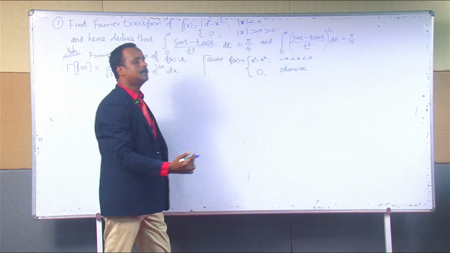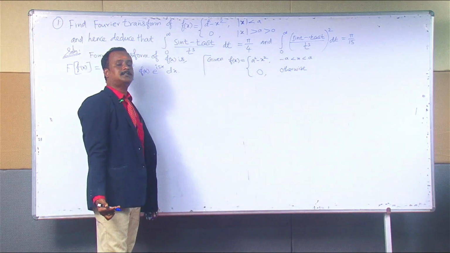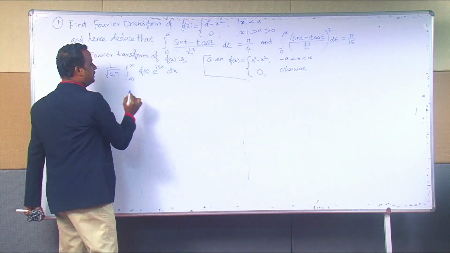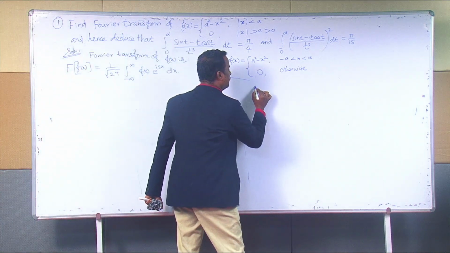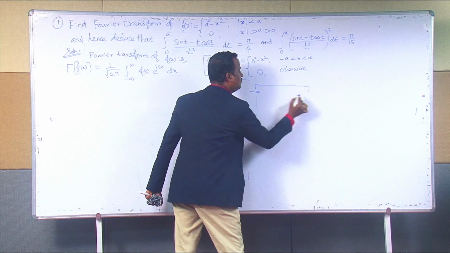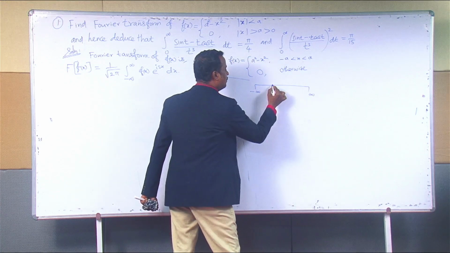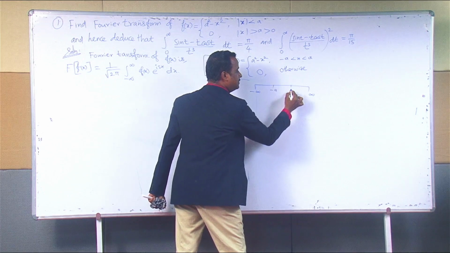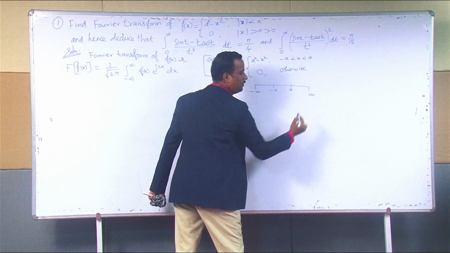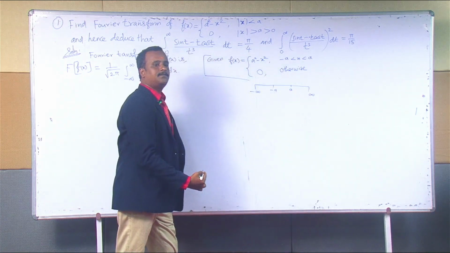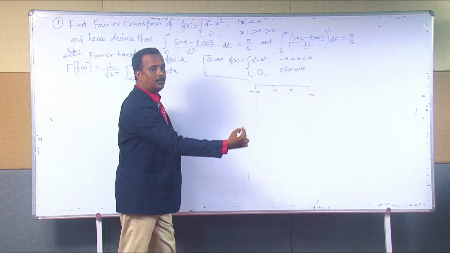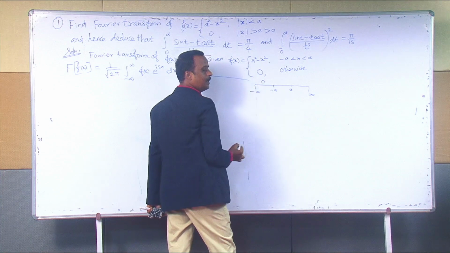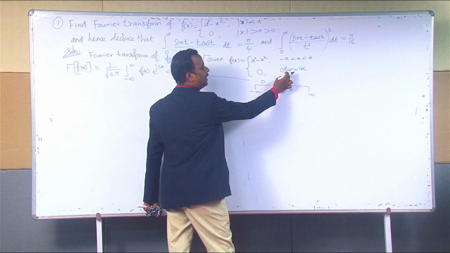So the remaining cases, the value of the function is 0. That is the given function. Now we can split the integration from minus infinity to plus infinity as minus infinity to minus a, minus a to plus a, and plus a to infinity. In the range minus infinity to minus a the function value is 0, because it comes under the otherwise case.